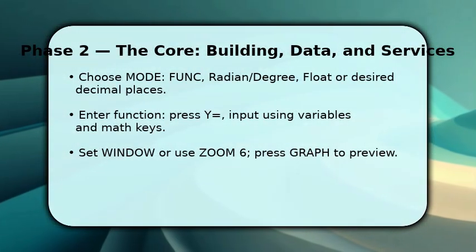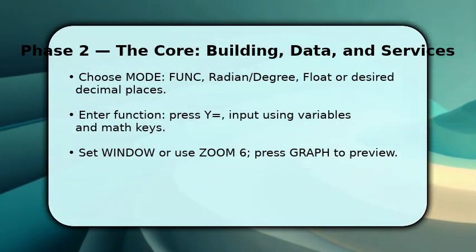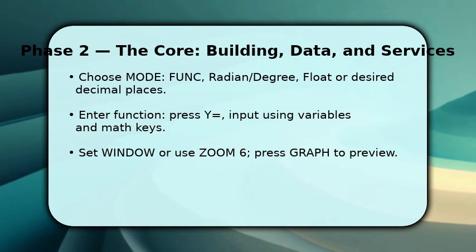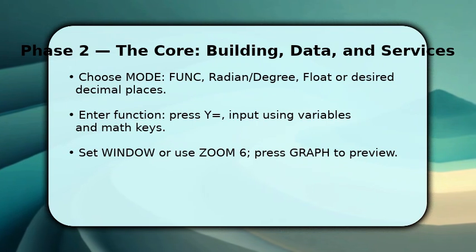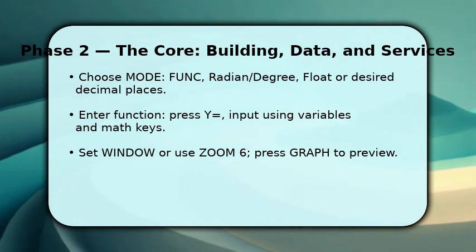Now you configure modes and enter your first functions to get meaningful outputs. Open Mode and pick Function, then set angle units to radian or degree based on the problem. Choose float or a fixed decimal to control precision.